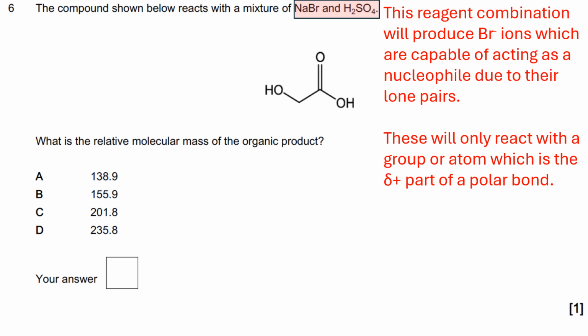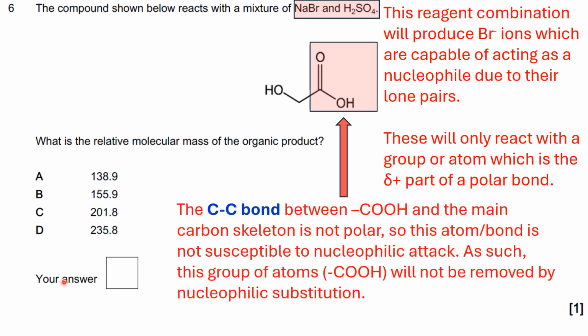Now we've got two functional groups here. We've obviously got a carboxylic acid and we've got a primary alcohol. So first of all, let's look at the carboxylic acid. So the carbon-carbon bond between COOH and the main carbon skeleton is not polar. So what you need to do is to actually break this bond here where I've put the highlighter. Not one of these ones here because they're obviously polar.